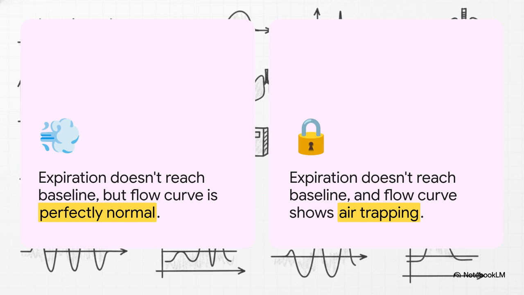To figure out the actual cause of that missing air, we have to pivot our investigation over to the flow curve. If the flow curve is showing signs of air trapping, well then there isn't an actual physical leak in your tubing, the air is just trapped inside the patient's lungs. But if the flow curve looks perfectly normal and beautifully reaches baseline, yet the volume curve still shows a leak, that tells you there is a true system leak. The air is physically escaping somewhere else, maybe from a cuff leak or potentially even a pneumothorax in the patient's chest.